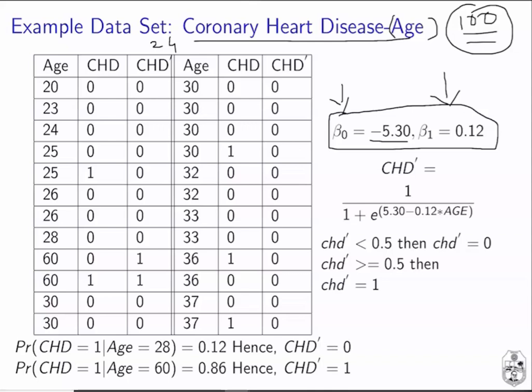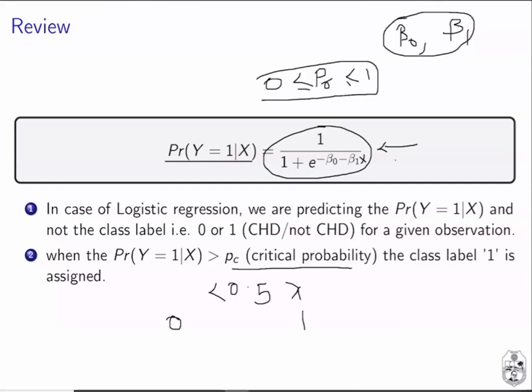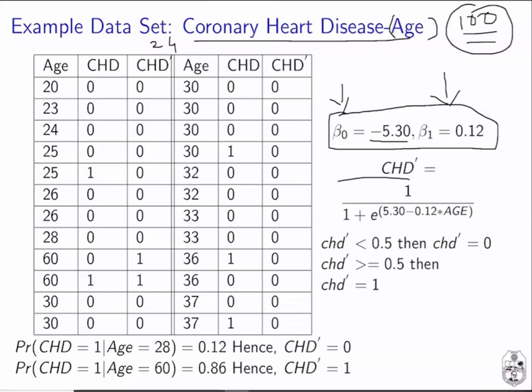When we substitute these values in the previous equation, we will get this expression: the predicted probability is equal to the reciprocal of 1 plus e to the power of, in the bracket, 5.30 minus 0.12 times age. Here we have just substituted the values of beta 0 and beta 1 that we have got after executing either the gradient descent algorithm or Python's logistic regression module from the scikit-learn library.